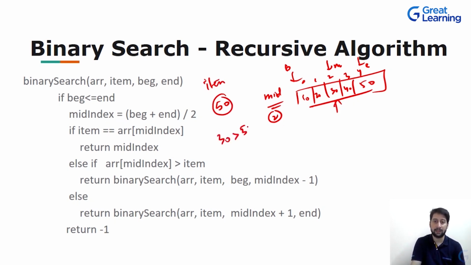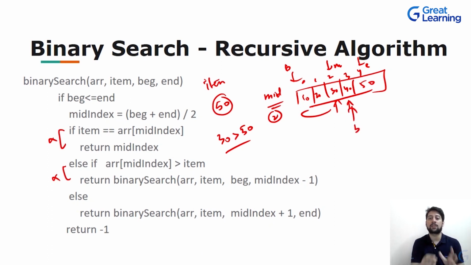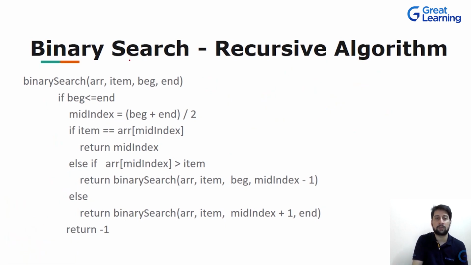Is 30 greater than 50? No, it is not in this case. So this will never be executed, and this is not executed as well. Now, what about the else part? Since this 30 is less than 50, we'll be skipping this part and we will focus on middle index plus 1, which is nothing but this. So this will be our new beginning and our process will continue. Then the same thing will happen until this condition is false. So this is how binary search works when you're using recursion.